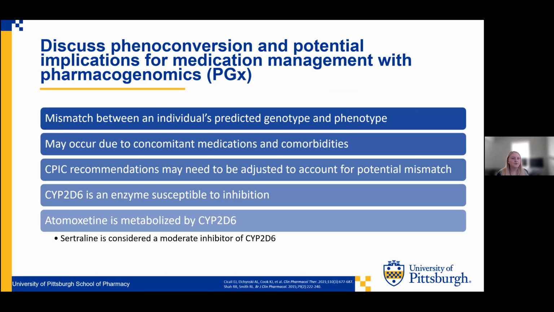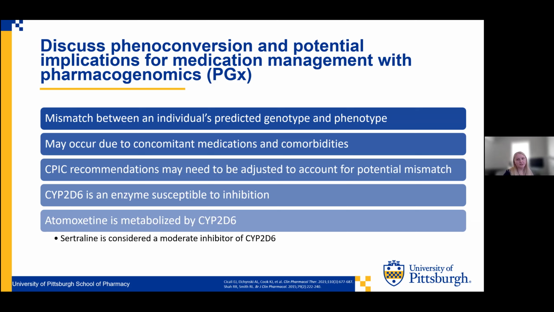Lastly, phenoconversion has been a topic of discussion within pharmacogenomics and especially in clinical settings. So this is the occurrence of a mismatch between a patient's predicted genotype and their phenotype. So this may be due to certain concomitant medications and comorbidities. So due to this potential mismatch, the CPIC recommendations may need to be adjusted. It may not be as straightforward as just matching the phenotype to the recommendation.